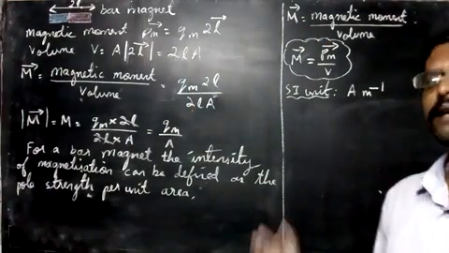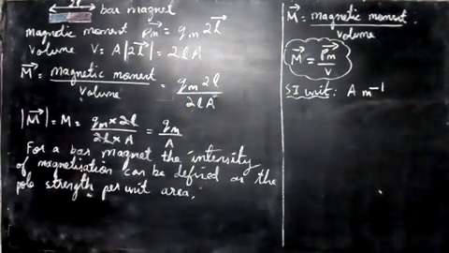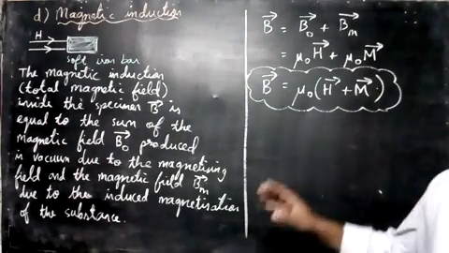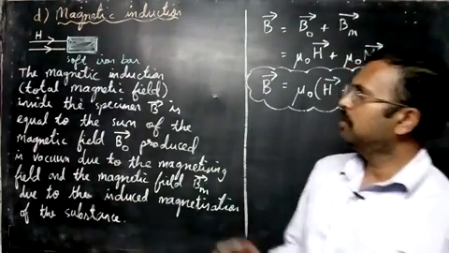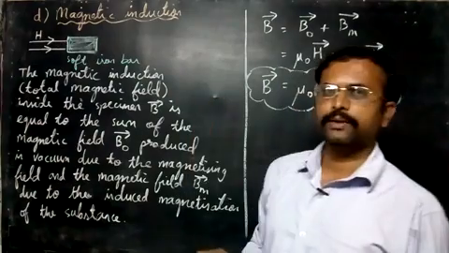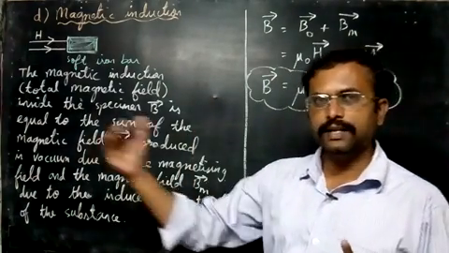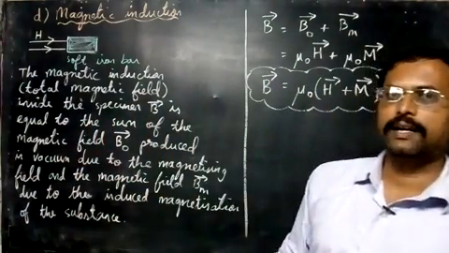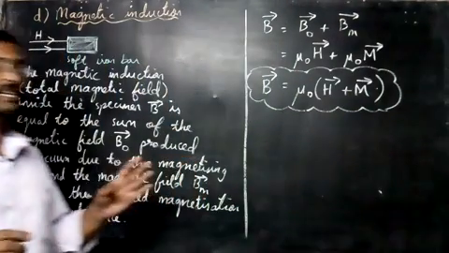Let's go to the next concept now. Let us now study magnetic induction. So now let us take a soft iron bar, and then we send a magnetizing field. Remember, H is the magnetizing field.